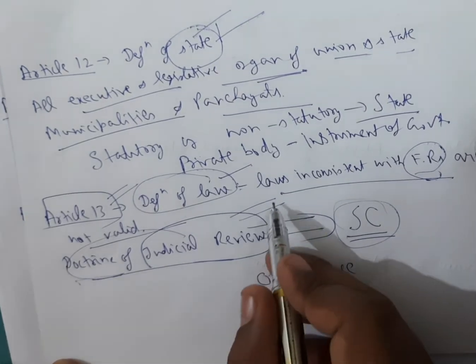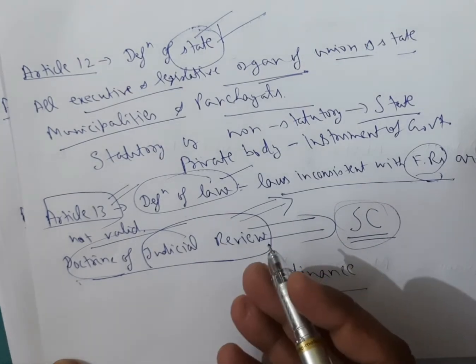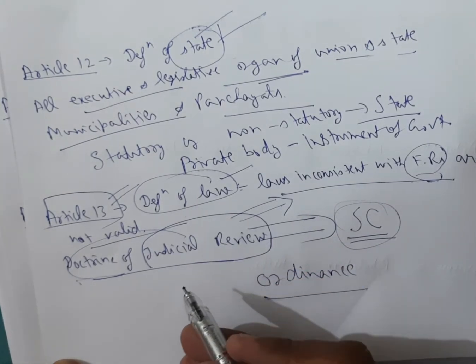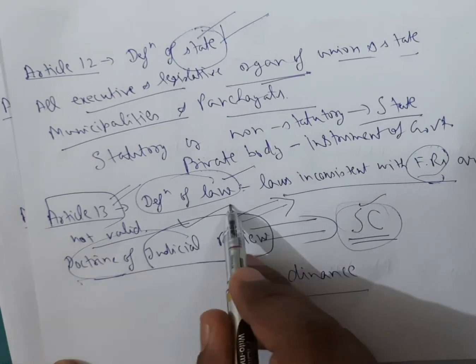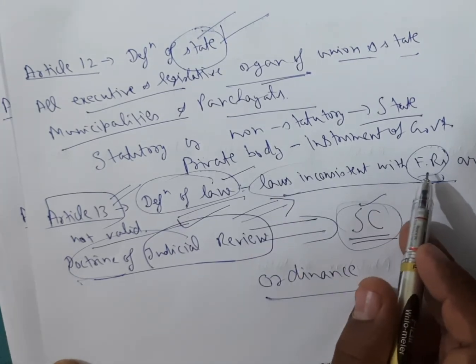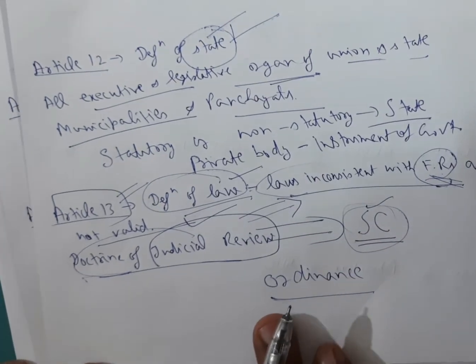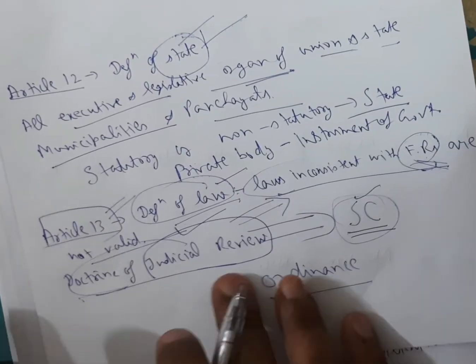If there is any law which is inconsistent with fundamental rights and any person files a petition or a writ in the Supreme Court regarding that, then the Supreme Court by the doctrine of judicial review can check whether that law is consistent with fundamental rights or not. So that's how the Supreme Court is the guardian of fundamental rights.